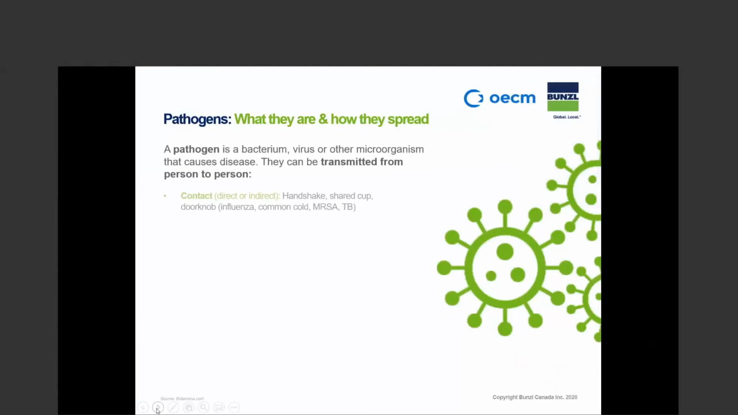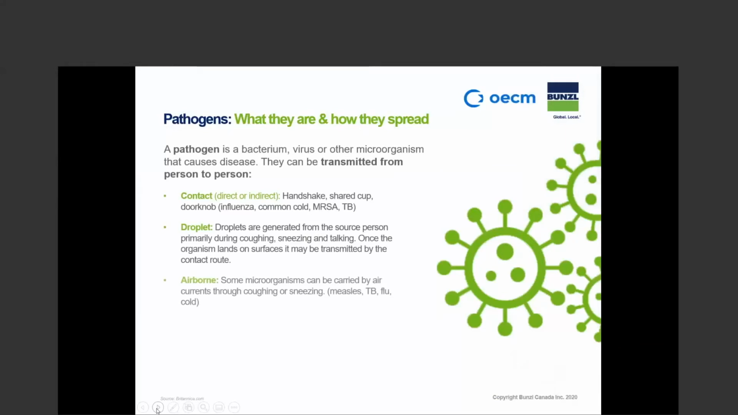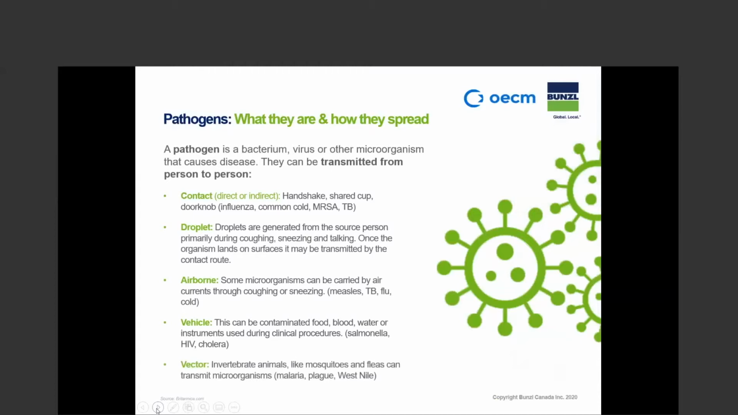So a pathogen is a bacterium or virus or other microorganism that will cause disease, and it can be transmitted from person to person. Contact may come as a result of direct or indirect contact. It can involve something like a handshake. It could also involve sharing something like a cup, and then ultimately the things that we touch, like a doorknob and those high touch points. It's also the same way that the flu and the common cold and things like MRSA get transmitted.